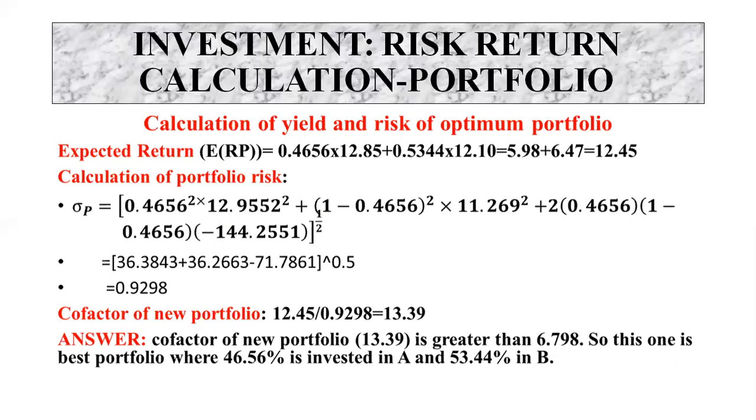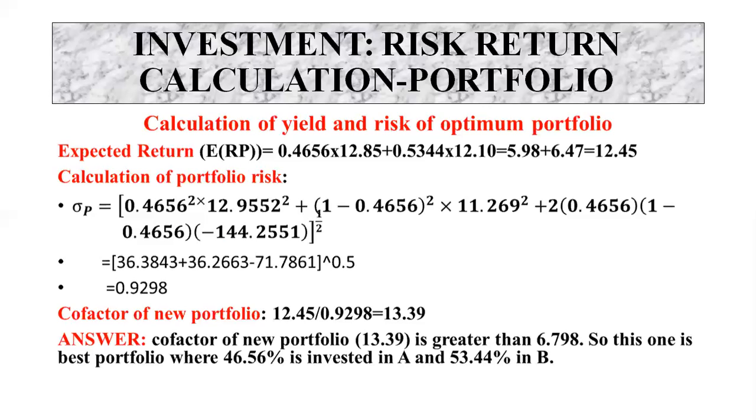Now we will justify whether this particular contention is correct or not. For that we are calculating the yield and risk of the new optimum portfolio. The expected return here is 12.45 by using the same formula and the portfolio risk is 0.9298. So if I calculate the cofactor of the new portfolio, it is 13.39. So note that here also we are getting significant benefit in comparison with the previous portfolio.